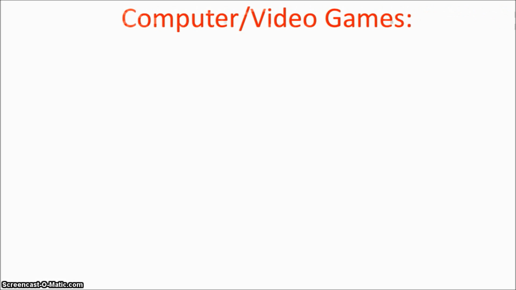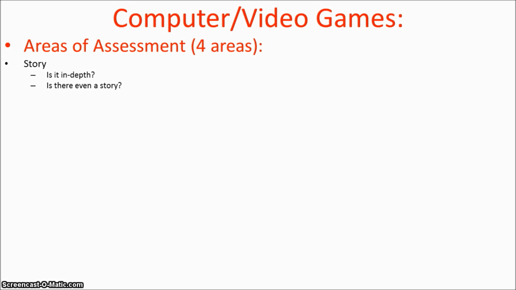The first area I could potentially be doing reviews on is computer and video games. Now, how I go about doing this is areas of assessment. So there will be 4 areas that I would be picking out of the following list. It could be on the story, so whether it's in depth or not. There's games like Mario which aren't really in depth. It's just as simple as Peach gets kidnapped and then you got to rescue her or stuff like that.